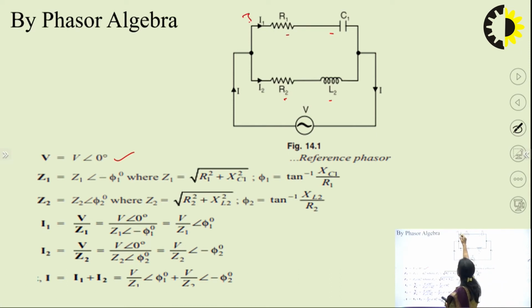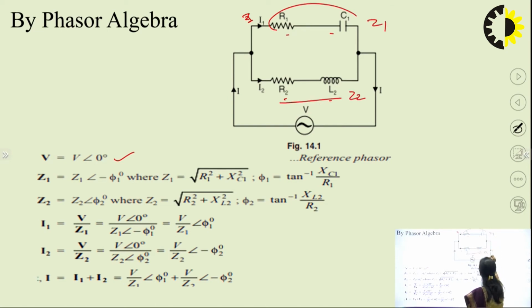The total impedance of this branch is Z1, and the total impedance of this branch will be Z2. Z1 you write as Z1 angle minus phi 1. Why minus phi 1? Because here we have a capacitor. Then Z2 we write as Z2 angle phi 2, because here we have an inductor, right? This Z1 you can also write as the square root of R1 squared plus XC squared, and similarly for Z2. If you want to find the current in this branch I1, as these both are in parallel, the same voltage will be across each branch. So the current will be this voltage divided by the total impedance of this branch. So I1 is equal to V by Z1.